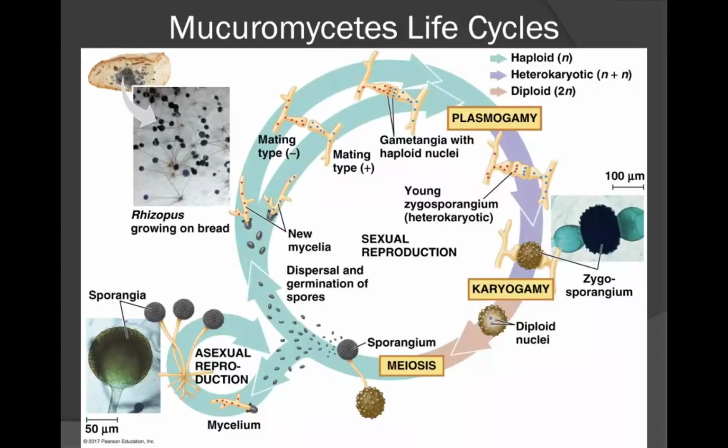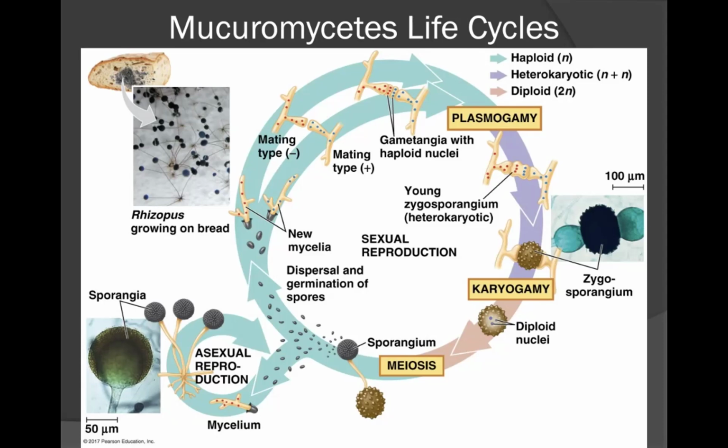This diagram represents a typical life cycle of a mucoromycete. Note the haploid state in blue, the diploid state in pink, and the heterokaryotic stage in purple. Note that when resources are plentiful, asexual reproduction occurs. This means that the mycelium or hyphae will produce sporangia that produce spores that germinate in the vicinity. However, if food becomes scarce, the sexual reproductive life cycle may take over.